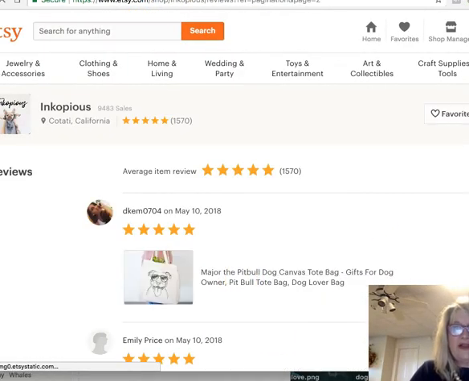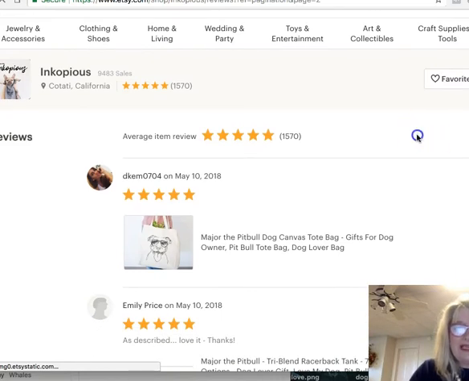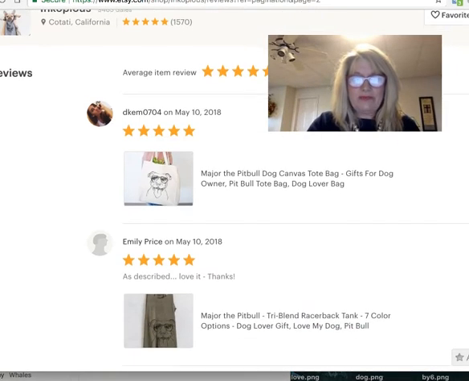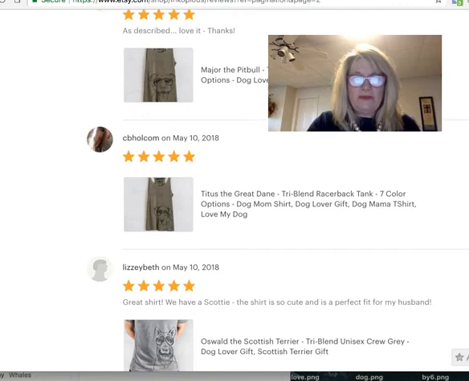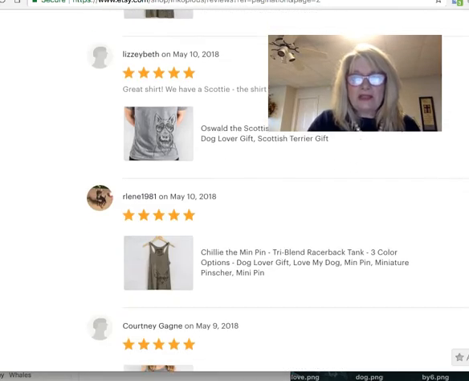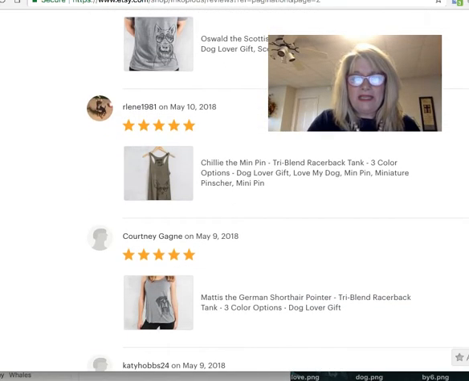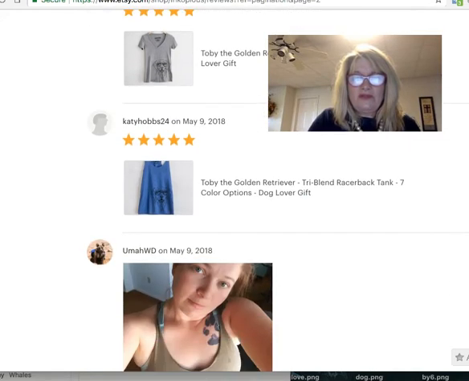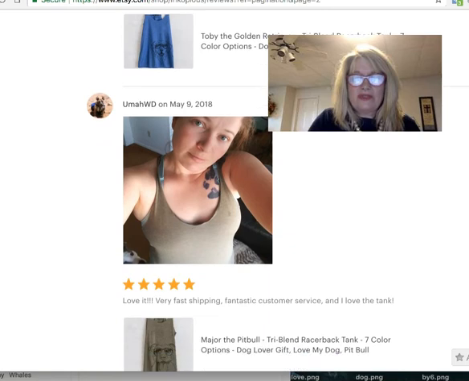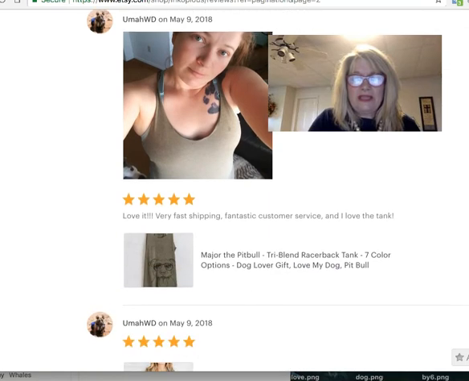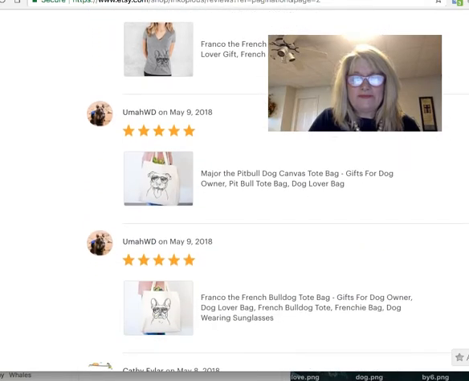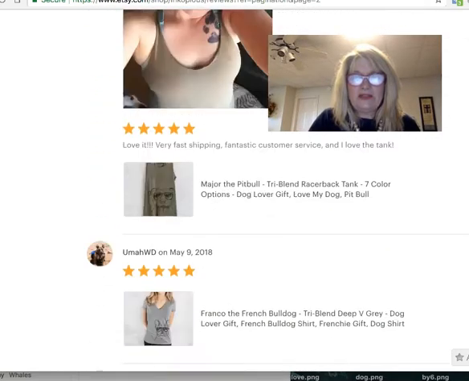And see, this is how you can find out what is selling, and that is key. That is so key to being successful inside of Etsy. Pit Bull, Major the Pit Bull, Titus the Great Dane, Scottish Terrier, Min Pin, German Shorthair Pointer, Golden Retriever. These shirts are all selling. People are loving this. Major the Pit Bull, French Bulldog. Okay, so you get the drift.